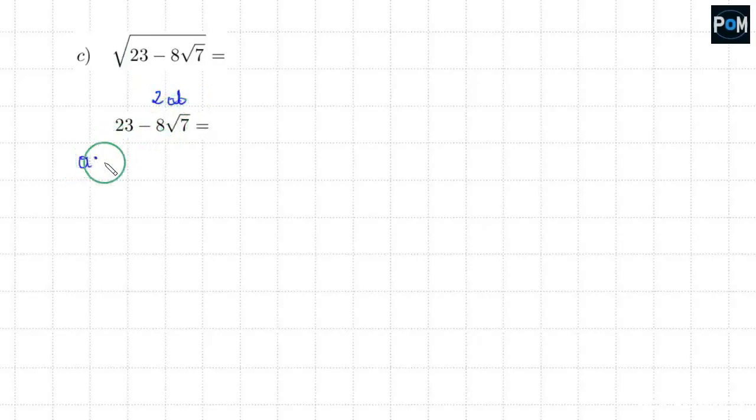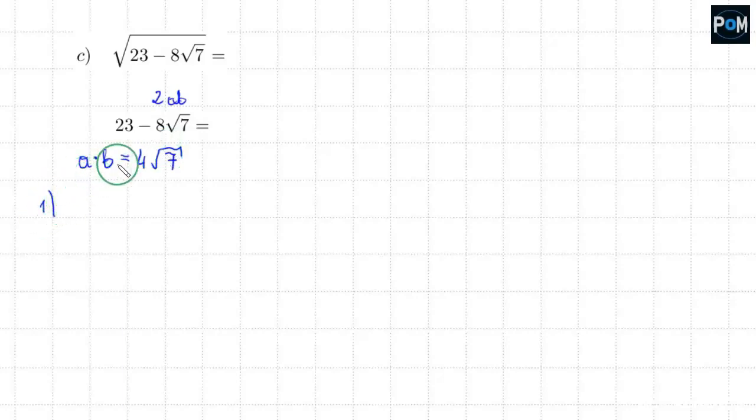Example C looks like this. In that case, we take what is under the square root, this expression. Here, where these square roots are, it is 2a times b. And I want to know how much a times b will be. A times b will be half of this. I divide it by 2, which gives me 4 square roots of 7. What are the options here?